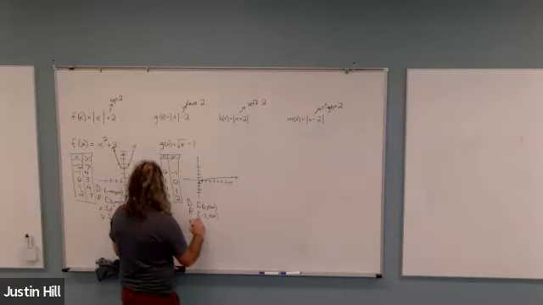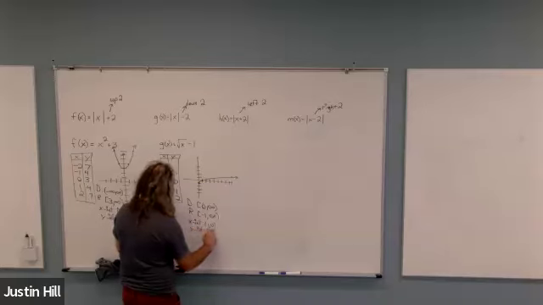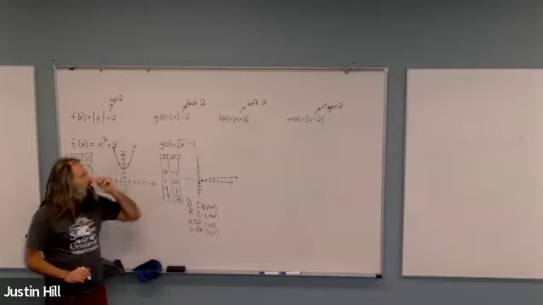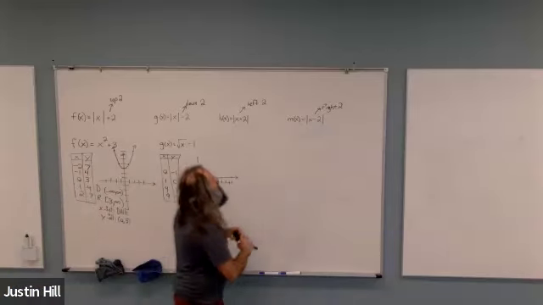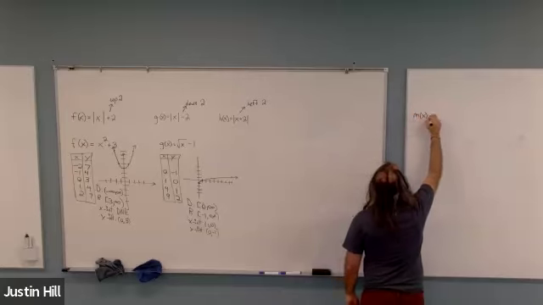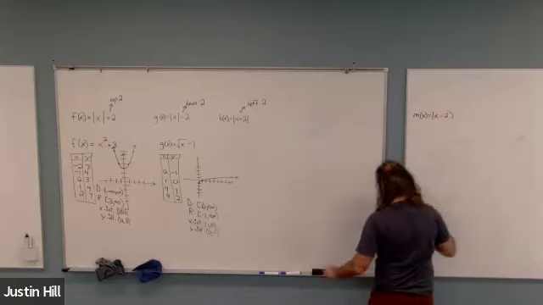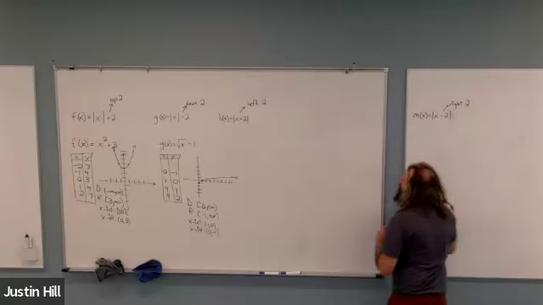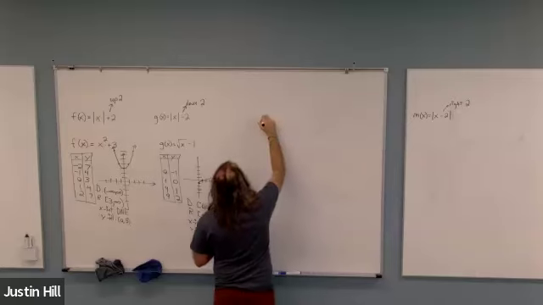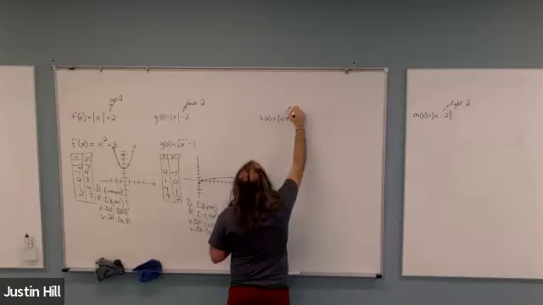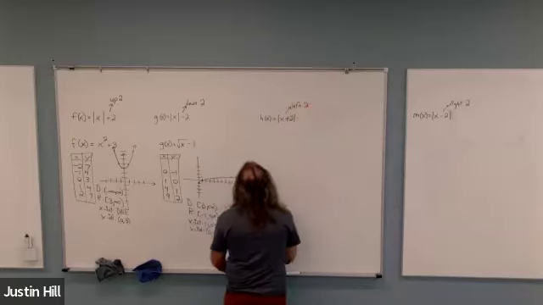What's the x-intercept? 1, 0. What's the y-intercept? 0, -1. No problems. So a minus outside always moves your graph down. Let me move this. Let's do the brackets.